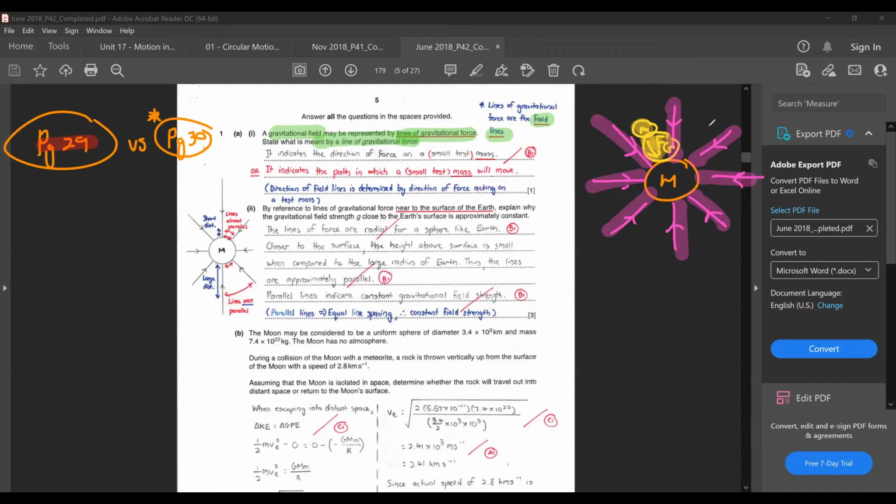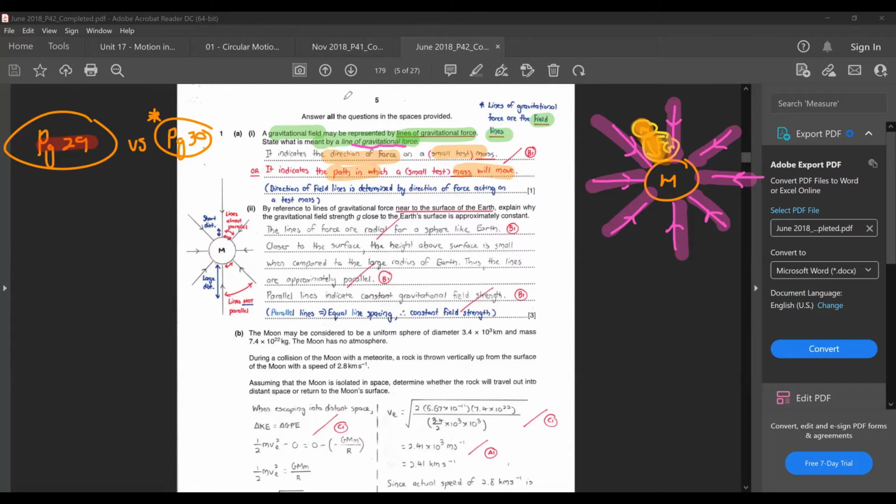So here, when we ask you what is meant by the field line, what does your field line actually tell you? You can say a number of things. Number one, it indicates the direction of force on a small test mass. It will also be correct to say that it indicates the path in which a small test mass will move, because the force is directed inwards, so obviously the object will move inwards.